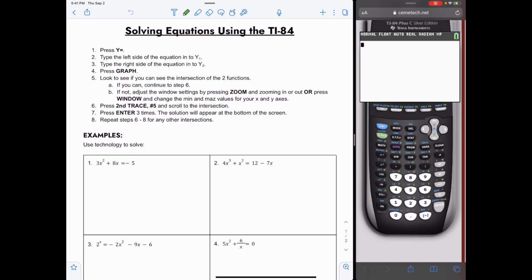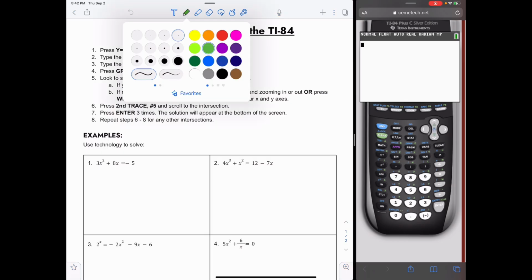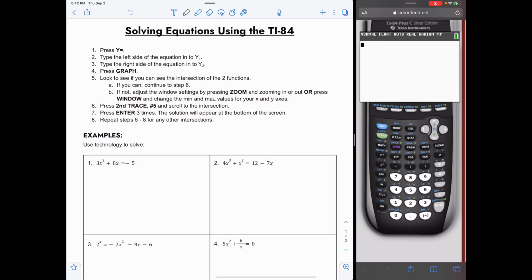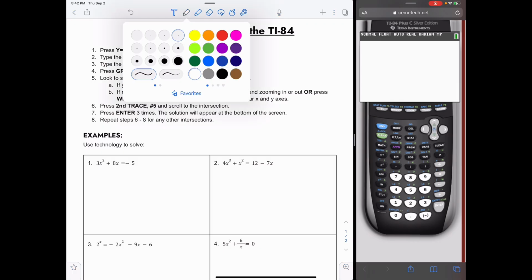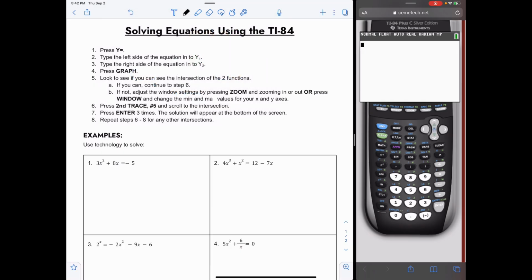However, if you cannot see your intersections, you need to adjust the window settings by either pressing zoom and zooming in or zooming out, or you can press the window button and change the min and the max values for your X and Y axis. Okay, so in order to do that, and I'm sorry, there was a little typo here. I'm going to correct it. Instead of mass, it should be max. Sorry.